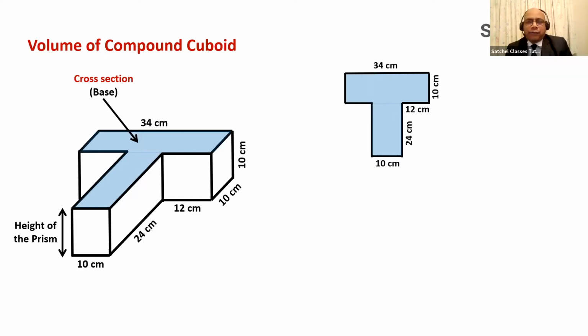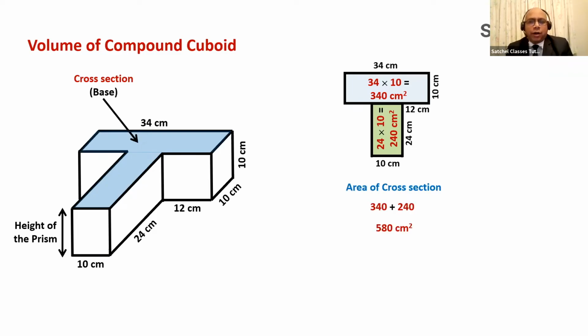Now, do we have enough information to find the area of both the rectangles? Yes, we have. So let's first split this into two rectangles, one on top and one at the bottom. The area of the rectangle on top is 34 times 10, which is 340 centimeters squared. On the other hand, the area of the rectangle at the bottom is 10 times 24, which is 240 centimeters squared. So together, both of them will have an area of 340 plus 240, which is 580 centimeters squared.